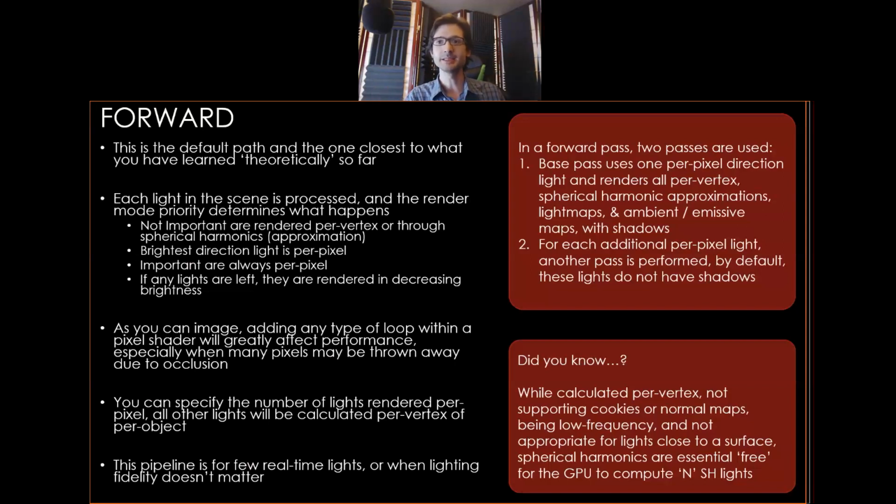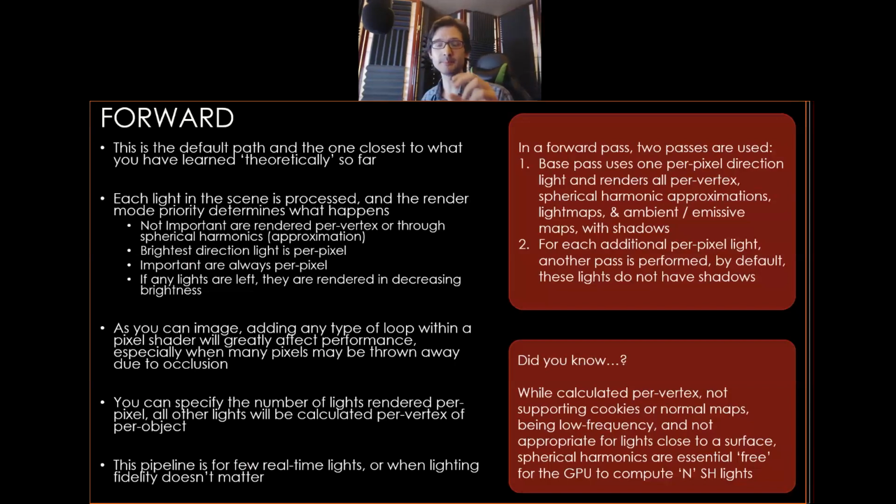Next up is if it's not important, so it's either per vertex or spherical harmonics. Next up is brightest direction light is per pixel. So you have a directional light in your scene by default that is added into your scene. And the brightest one that you have in your scene is always going to be rendered per pixel, flat out. That's the way it does it. So the first one you have that's the brightest one is the one that's going to get the highest quality. And actually that's all done in one pass, which is interesting.